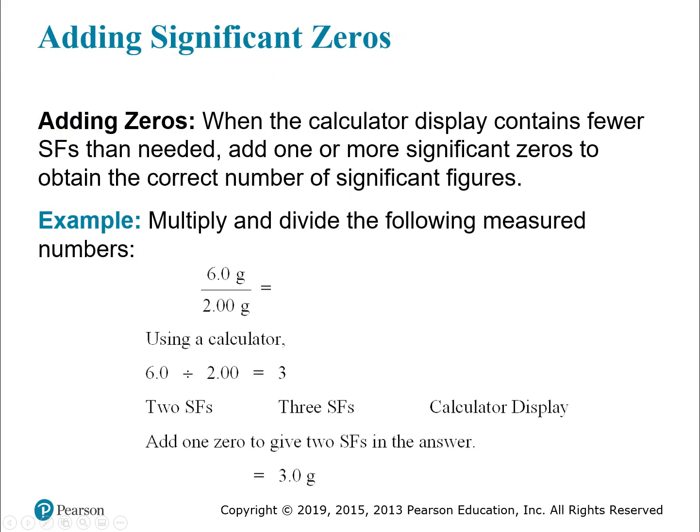Okay, adding significant zeros. We keep hitting these zeros, and I know by the end you're going to be like, I'm tired of zeros. I know. But we cover it a lot because the zeros can get a little tricky. And you're going to be using these rounding rules and the rules for multiplying, dividing, and we're going to cover addition and subtraction as well.